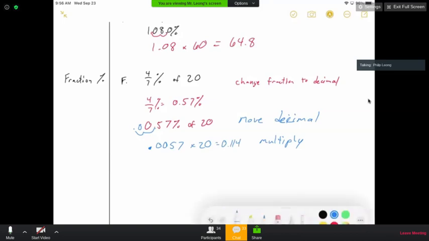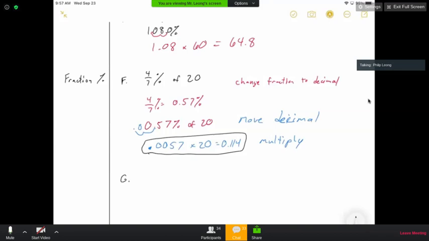Let's do one more. Mr. Leon, when you get 0.0057 multiplied by 20, when you put it in your calculator, do you have to put the decimal and then 0057 and times 20? Yes. You have to do it exactly the way that I did it. This is what you need to put in your calculator: 0.0057. If you put something different, you're going to get the wrong answer.